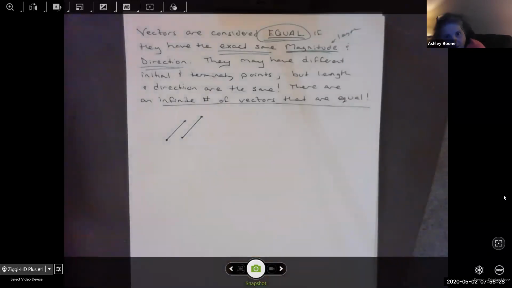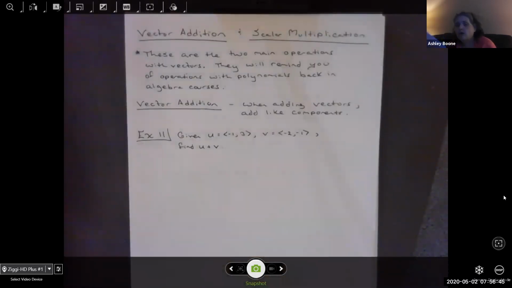If their lengths are exactly the same and their direction is the same, those would be equal vectors. Now, operations with vectors: we have two main operations that we do with vectors. One is called vector addition, and one is called scalar multiplication. As we work with these operations, you're going to be reminded a lot of what we've done in just an algebra class, really.